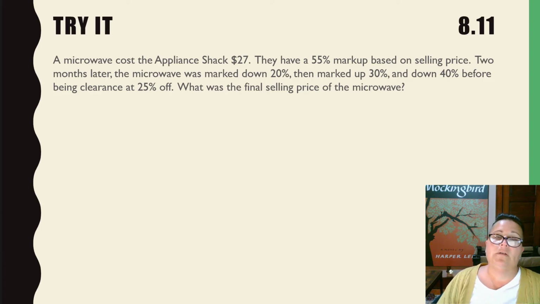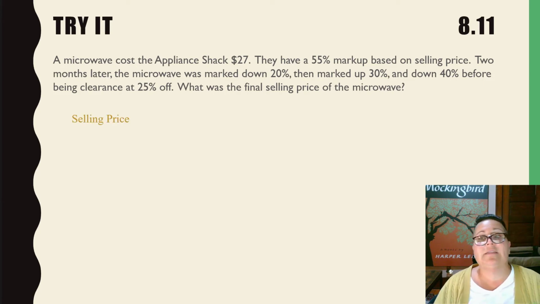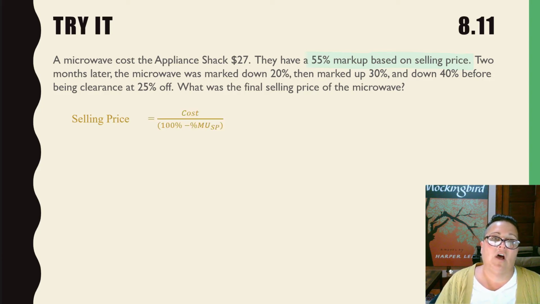All right, the important piece to note here is that the selling price, they tell us, is a 55% markup based on selling price. Because they have a cost or markup based on selling price, we know that the selling price of the item is the cost divided by the complement of that selling price. Now, I'm using the formula here. You could just as easily draw a quick diagram and use the chart if you would rather.